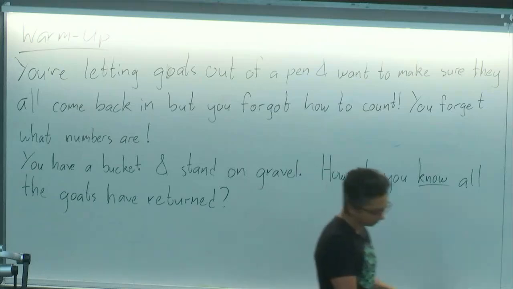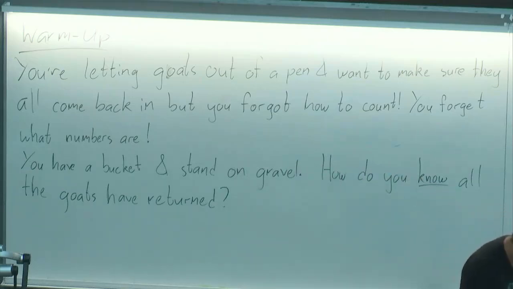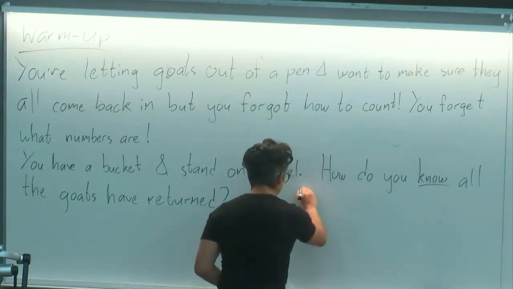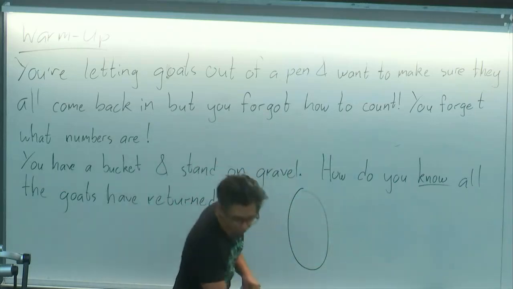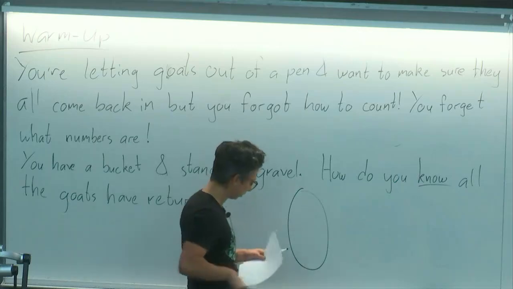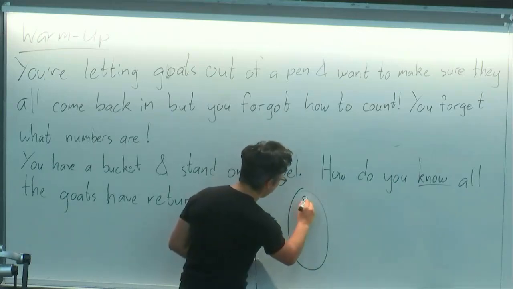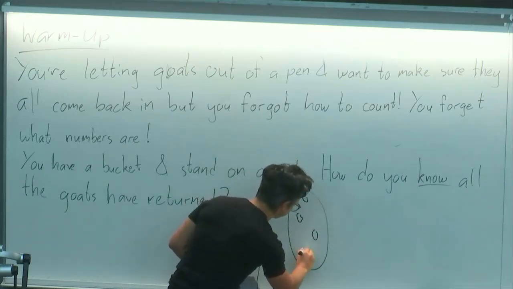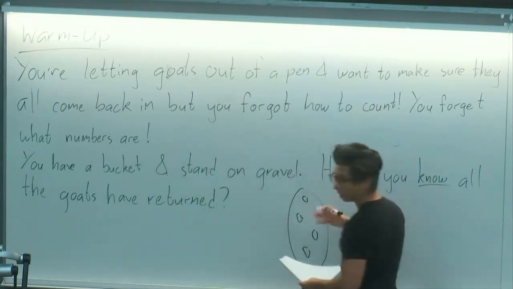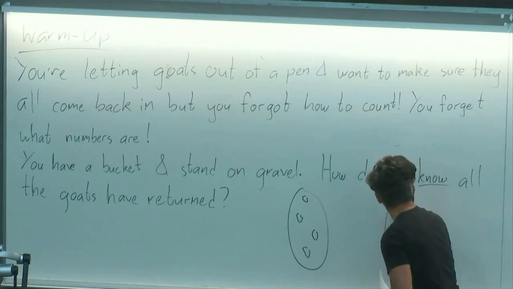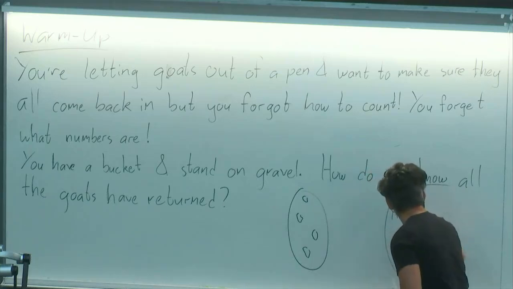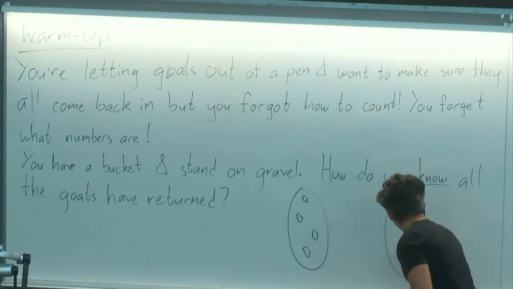And the idea here is that, let's say this is your bucket. Again, bad drawings in math. This doesn't look like a bucket. It's a circle. But you have rocks in your bucket. Let's say you have 4 rocks. We don't know what 4 is, but we can count them. And then you have 4 goats. Goats with 3 legs, I guess.